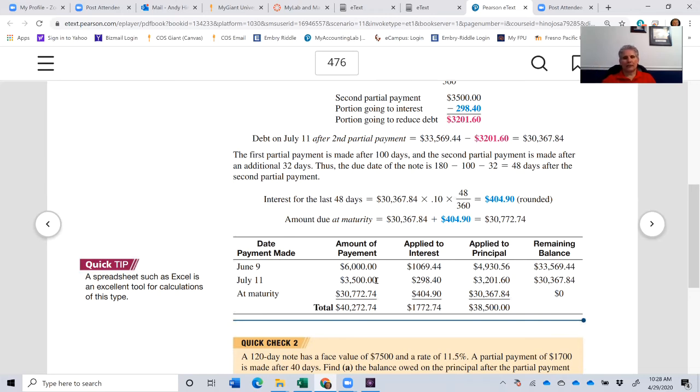July 11th, $3,500 was paid. We computed that the interest was $298.40. The balance then gets $3,201.60 applied to the principal. $33,569.44 minus the amount applied to the principal gives us $30,367.84. And then at maturity, we had to compute this, $30,772.74. That was the amount of the payment.